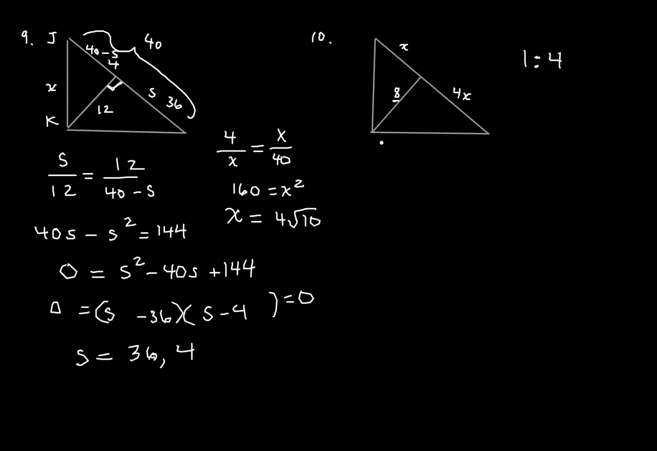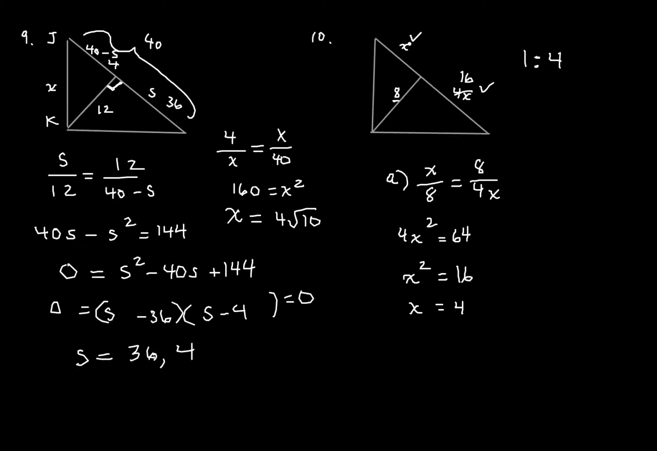The length of the altitude is 8. Find the length of each segment of the hypotenuse. All right, so we want to find this guy and this guy. So 8 is your geometric mean, so you throw them here and here, and we have our x and our 4x as the segments of the hypotenuse. So you get 4x squared equals 64, x squared equals 16, and we get x equals 4. So we know that this one is 16, and we know that this one is 4.